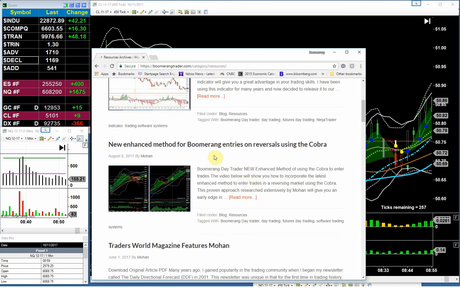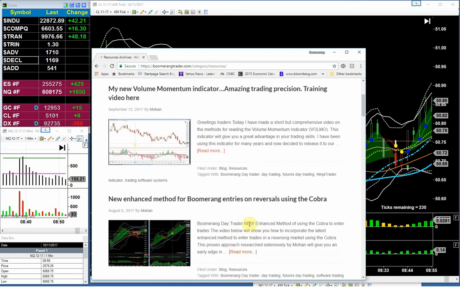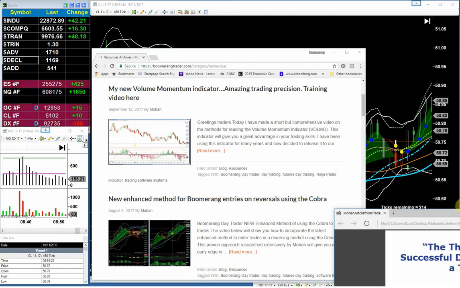Now we have a new enhanced method that I introduced in August of this year. So this is just a couple months old, and this is an enhanced method for boomerang entries on reversals using the Cobra, and I'm going to show you that today. And we also have something that's really great here, and I want to show you that. In fact, I'll talk about that later in the session when we wrap up.